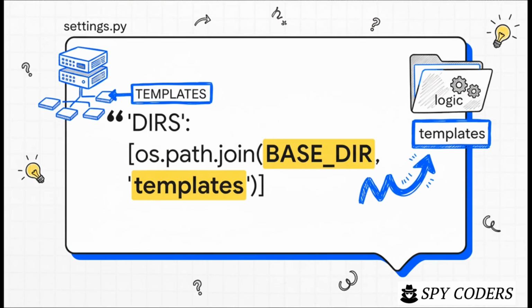And this is the line that does all the work. Inside your settings.py file, you find the big TEMPLATES setting, and right there in the DIRS list, you just add this one line.